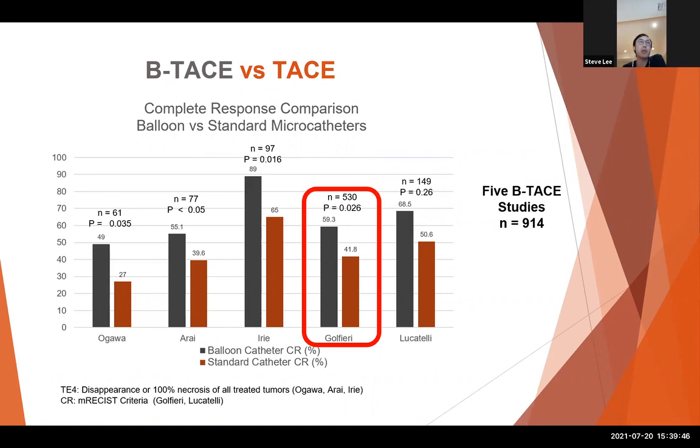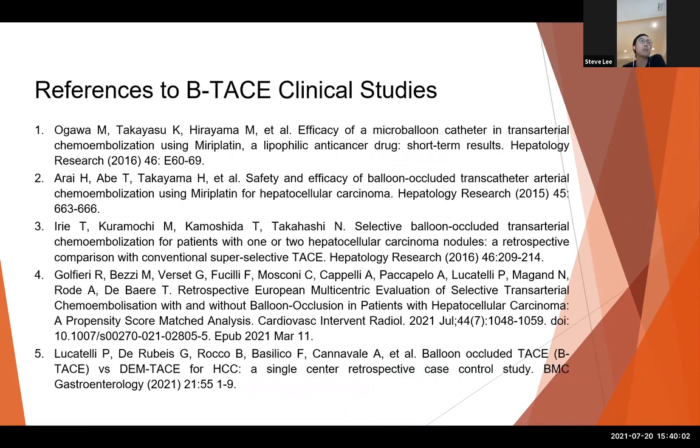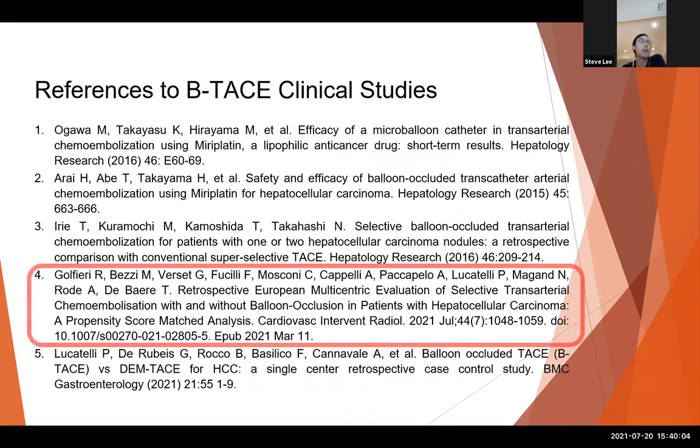So I think the data here speaks for itself. Although none of these were actually randomized controlled prospective studies, you can see that you get a nice response from balloon occlusion TACE. Here again, these are the references to the studies that we just saw. This is the main study that has the most number of patients, over 500. It was a retrospective, but it was well-controlled in that they used a propensity score matched analysis and showed that there was improved response with BTACE.